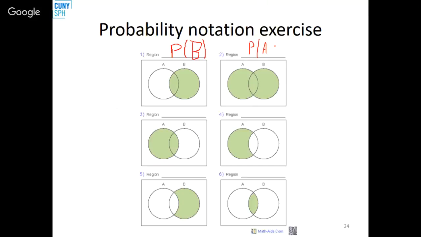Hard drawing with the mouse. Okay, how about this one? Probability of A. Very good. Okay, getting trickier now. What's this?